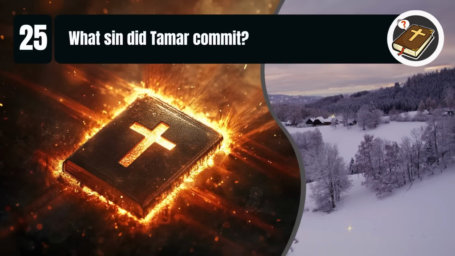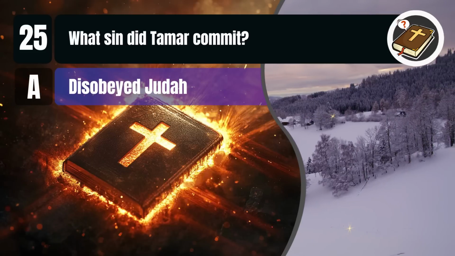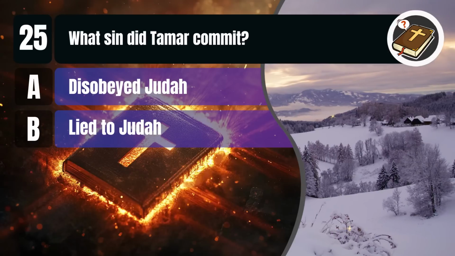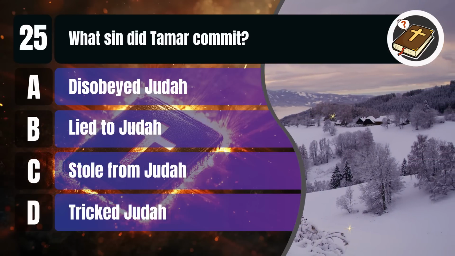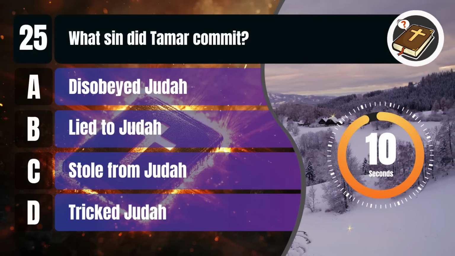Question 25. What sin did Tamar commit? A. Disobeyed Judah. B. Lied to Judah. C. Stole from Judah. D. Tricked Judah. You get 10 seconds.